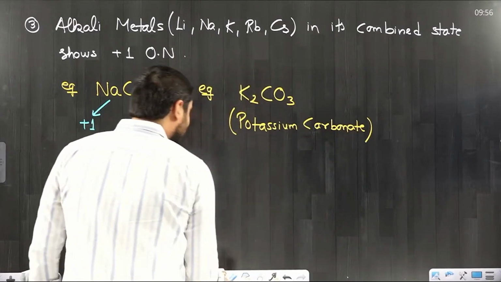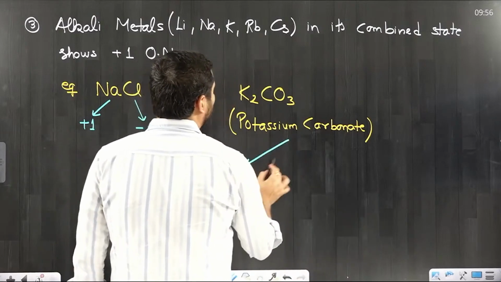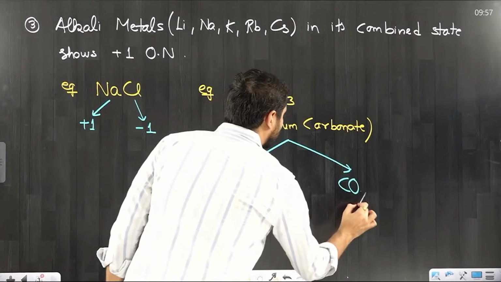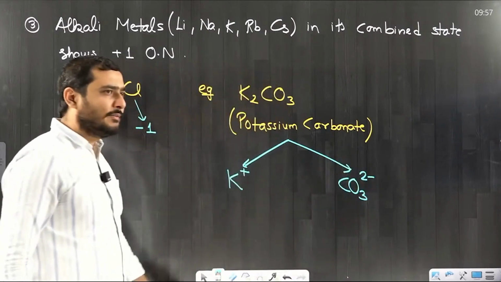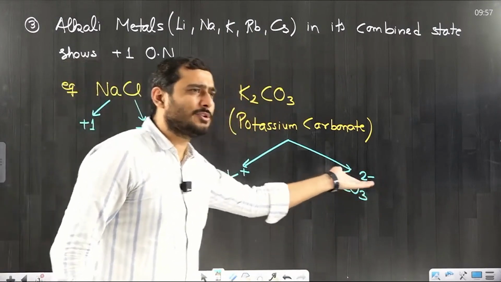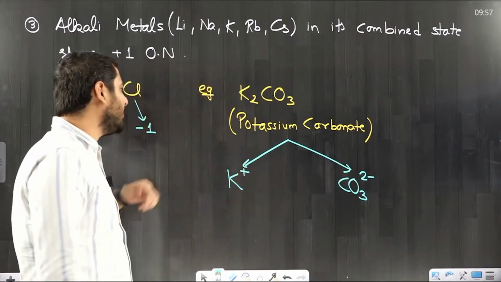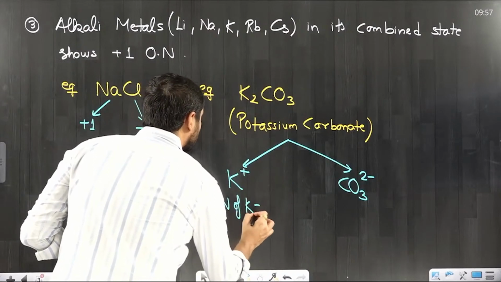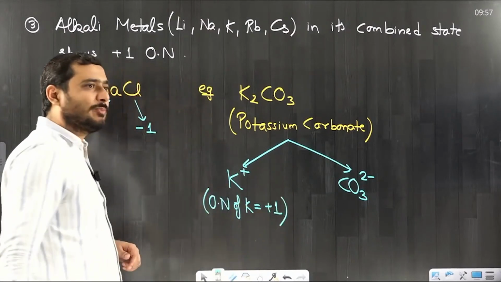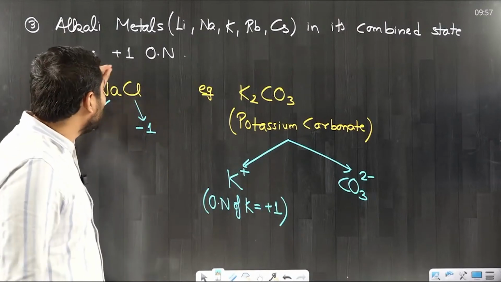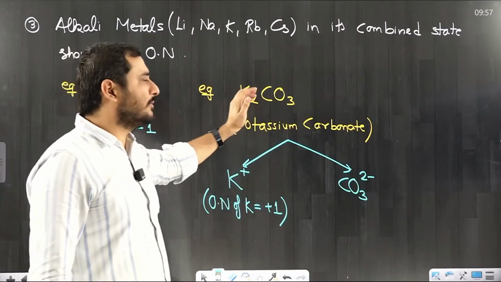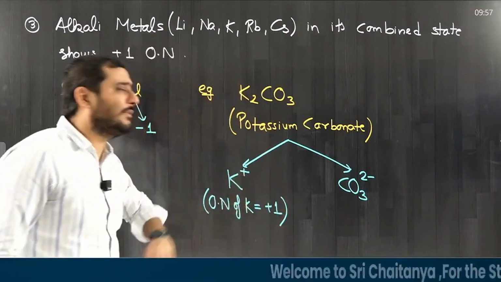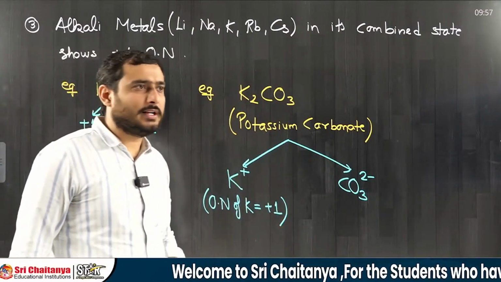Now if I break this compound into ions, how to break this? What is present here? K positive. And which ion is present here? Carbonate ion. We have no idea about carbonate, carbon and oxygen, leave that. What do we need only? Potassium. So here, what is the oxidation number of potassium? It is +1. So whenever an alkali metal forms a compound, meaning it is in combined state, it shows always +1. Clear?